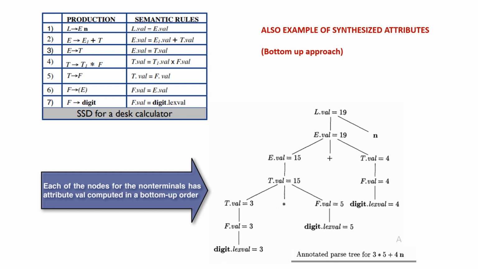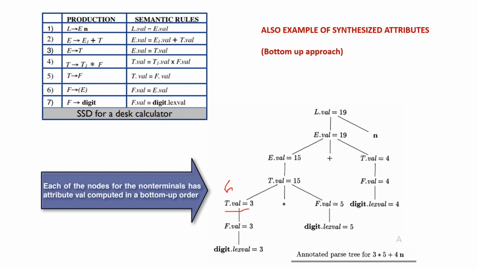Then F dot val comes to production number 5. This is production number 5. So what is this value? F dot val is assigned to T dot val. What is F dot val? 3. That should be assigned to T dot val.